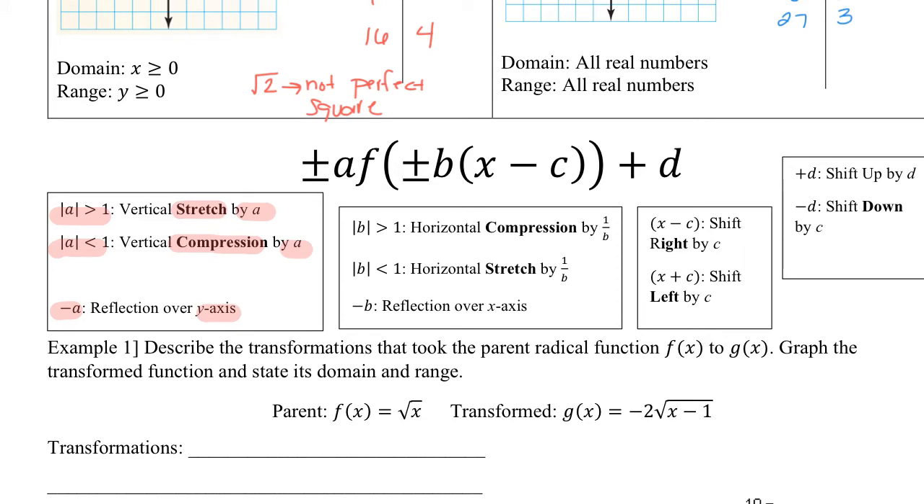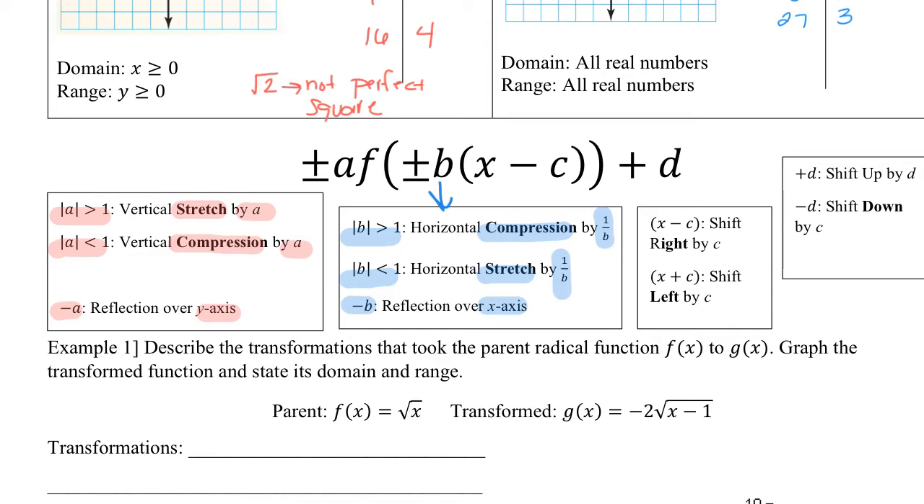Now b is inside of our function. So b is one of the ones that is going to be backwards, just like c. So with b, if you have a b value, absolute value, greater than 1, it's actually a horizontal compression, and it's by 1 over b. So we have to use the reciprocal to make it backwards. Then if the absolute value of b is less than 1, it's a horizontal stretch, again by 1 over b, use its reciprocal. And if you have a negative b, it reflects over the y-axis.